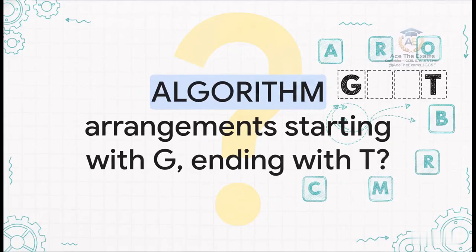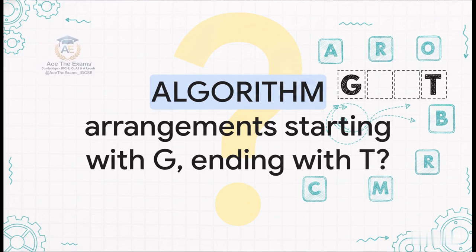Okay, look at this question. When faced with a word like algorithm, examiners are testing a very specific skill. Can you handle boundary restrictions? The word algorithm has 9 distinct letters. Thankfully, there are no repeating letters, which makes our lives a little bit easier. The command word here is asking for a 4-letter arrangement.